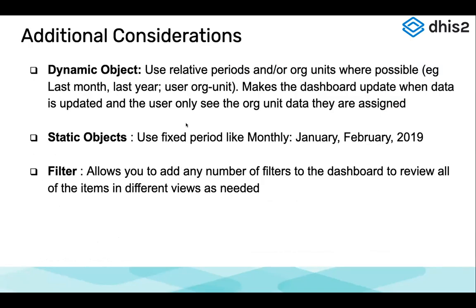Additional considerations when we are creating the dashboard, we have to consider dynamic objects. When we are creating a dashboard, it is very important that we have dynamic periods on our dashboards, the relative periods. What do we mean by relative periods? These are the periods that keep changing depending on the current date. For example, if I say this year, that means I'm talking about 2022. But come 2023, when I say this year, I'll be talking about 2023. If I say this month, that means I'm currently talking about March. While in April, when I say this month, it will be referring to April. So those are the relative periods.